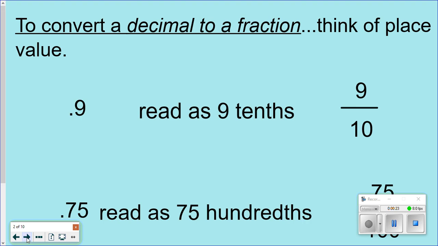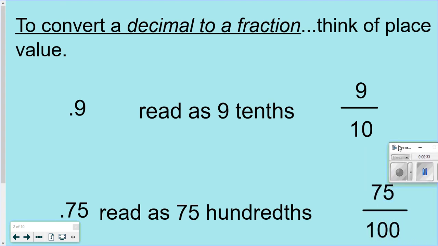Okay, so we talked about this quite a bit last year, changing fractions to decimals and vice versa. The first thing I want you to do is make sure you have this in your notebook. To convert a decimal to a fraction, the first thing you have to do is think of place value. We're going to take a decimal and turn it into a fraction. The first thing you got to do is, like I said, think of place value.